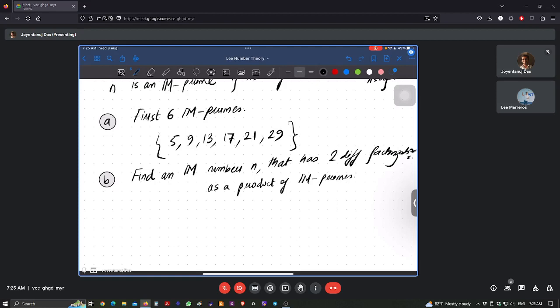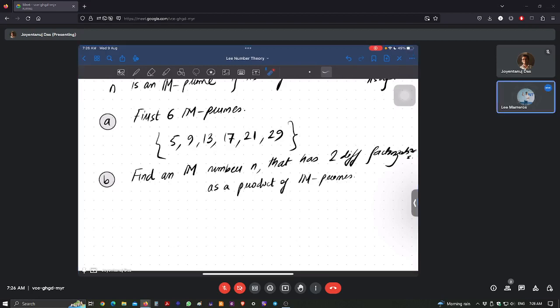Okay. So let us see a few numbers. So 9. One observation is that these numbers, except 21, are prime in our usual sense. 21 is not prime in our usual sense, but it is prime here. Other than that, 5, 9, 13, 17, and 29 are prime in our usual integer sense. Let us see some few more numbers.